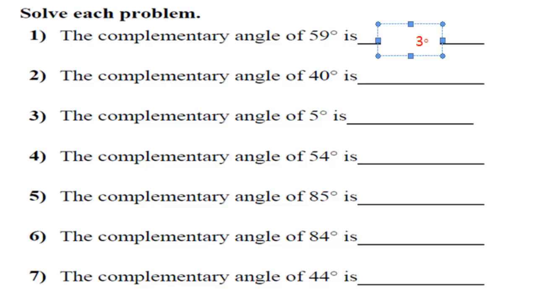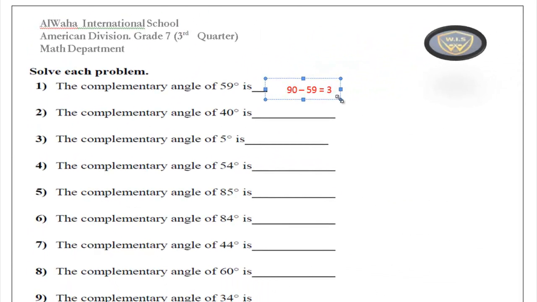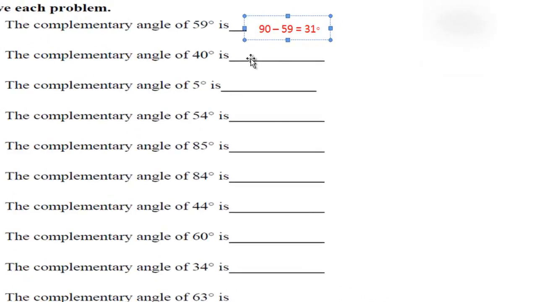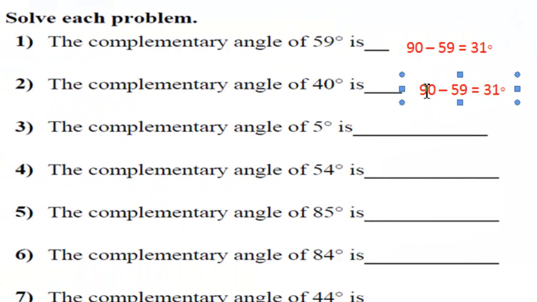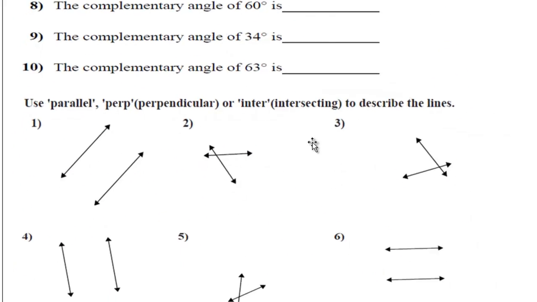What's the meaning of complementary? So 90 minus 59 will equal 31 degrees. Okay, next. 4 is complementary angle for 40. It will be 90 minus 40. This will equal 50. So now you will complete the answers.